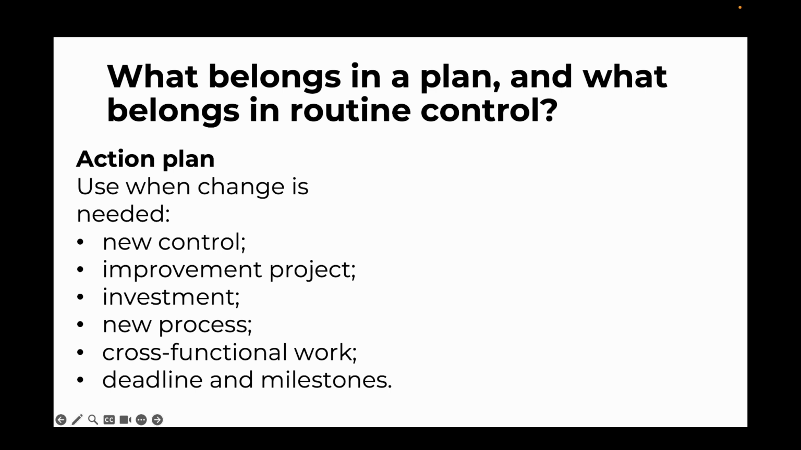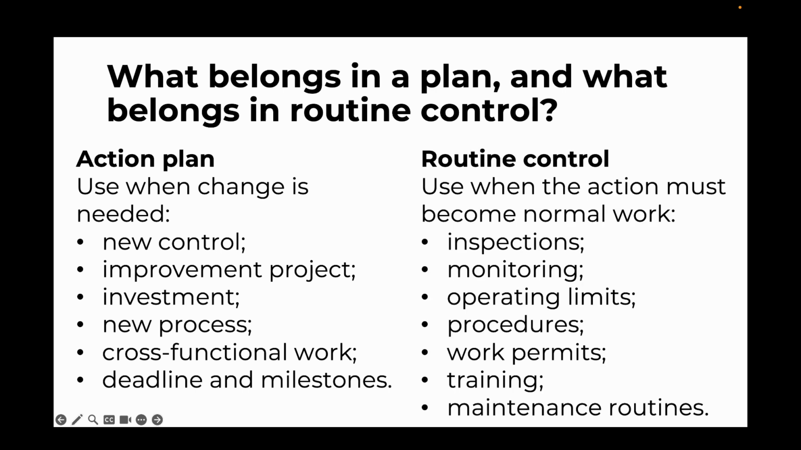Another useful distinction is between an action plan and routine control. An action plan is useful when something needs to be changed or implemented. So, for example, installing a new monitoring point, reviewing cleaning in place recipes, improving containment, or introducing contractor work permits. But once the change is implemented, it should not remain only as an action plan. It should become routine control.